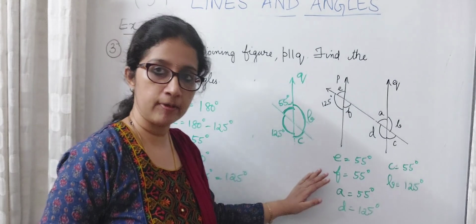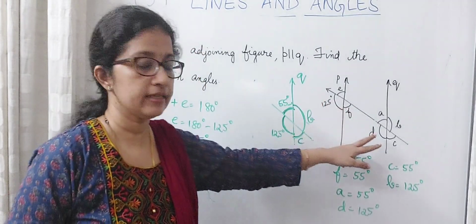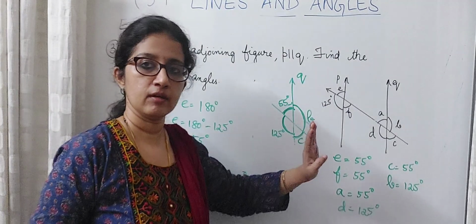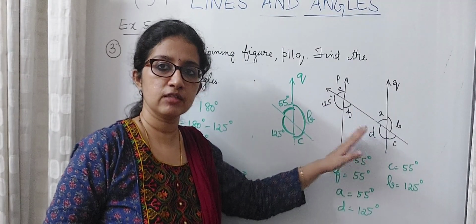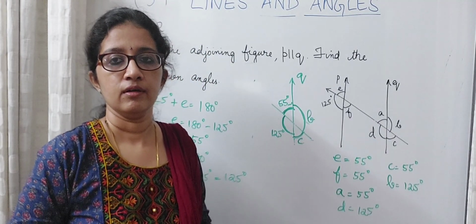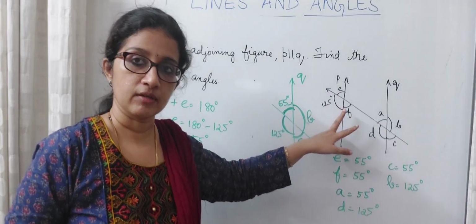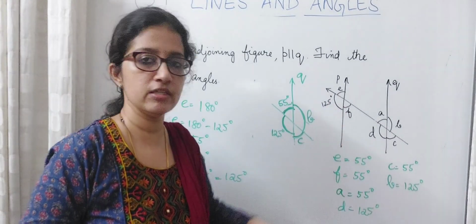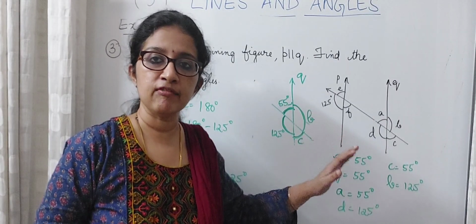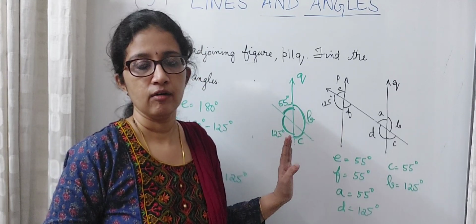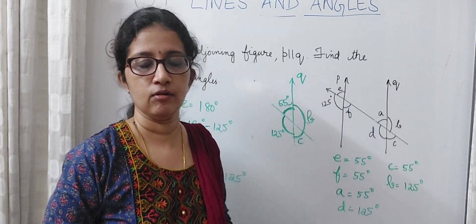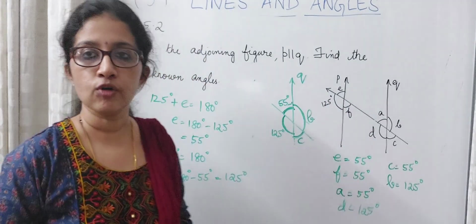So what all properties did we use? We used the alternate interior angle property, then the corresponding angle property, and the vertically opposite angles property. With these three properties, we have solved this question. If we are clear with the basics of all these things, we will be able to find the value of any variable which is given. You just have to see the position of each angle. Now let's move on to the next question.